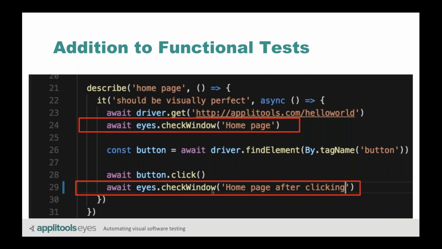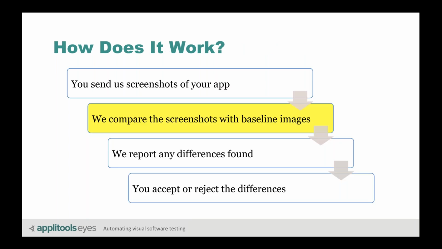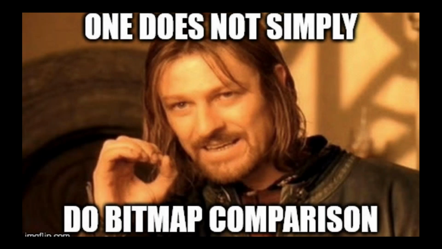Instead of expect clauses, we just do one check window after every action we want to test. So this is the addition. It's actually replacing functional tests. You could, and lots of companies decide to do visual testing as a separate process, but you could integrate them into your functional tests. What about comparing the screenshots with baseline images?